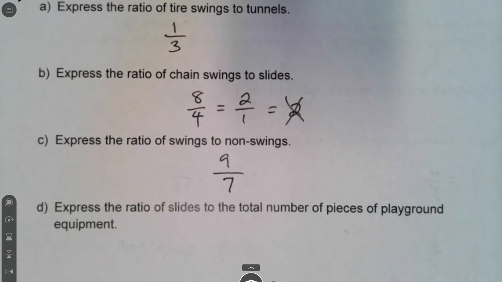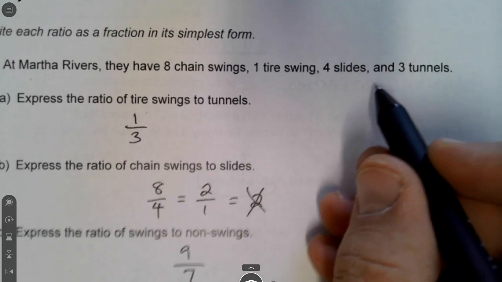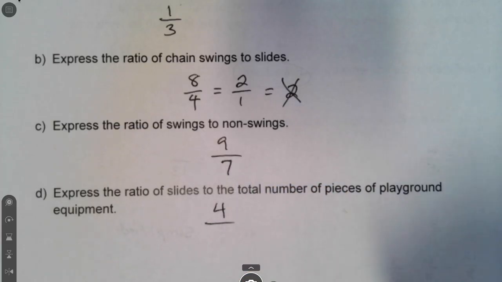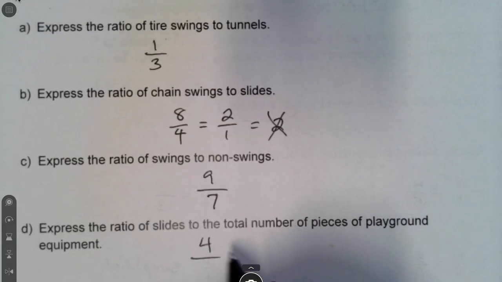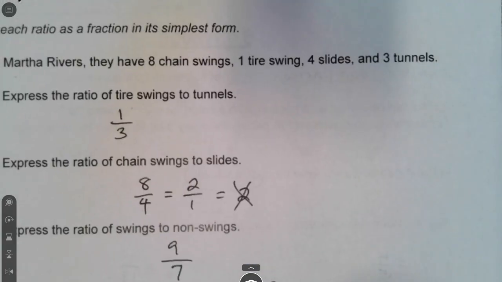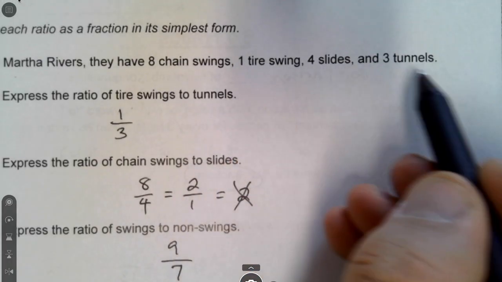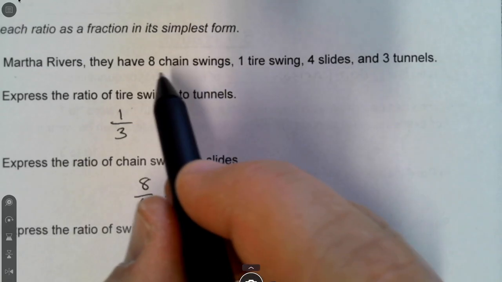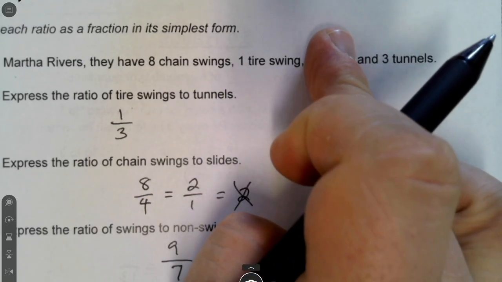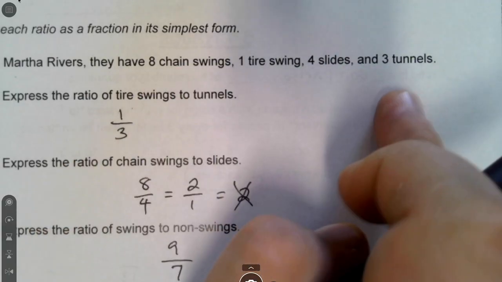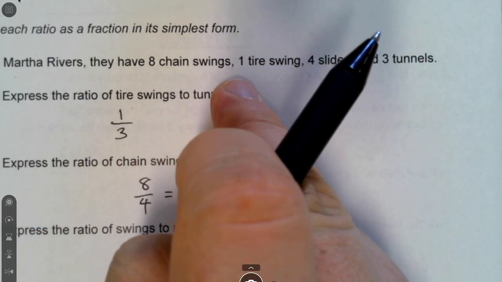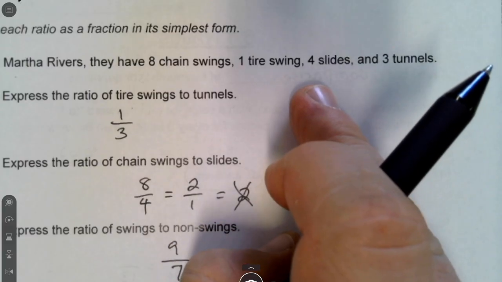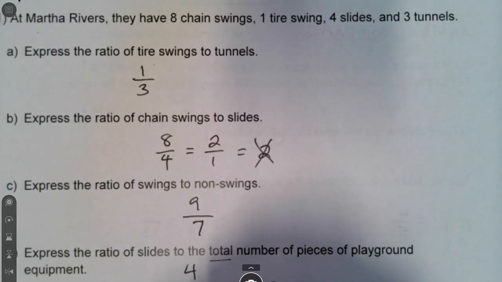Okay, D. Express the ratio of the slides. Look up here. Okay, there's 4 slides. To the total number of pieces of playground equipment. Now, when they say total, that does mean everything. So we'll need to add up all of those, including the slides. So when they ask for a total, make sure you include everything. You don't leave out whatever's on top. You include everything. So 8 plus 1 is 9. 9 plus 4 is 13. 13 plus 3 is 16.